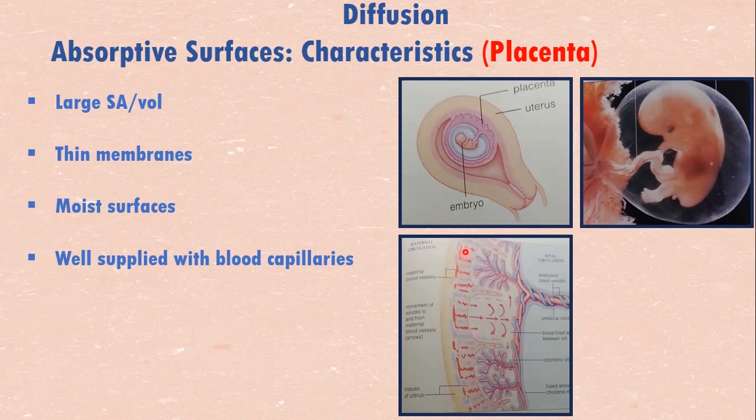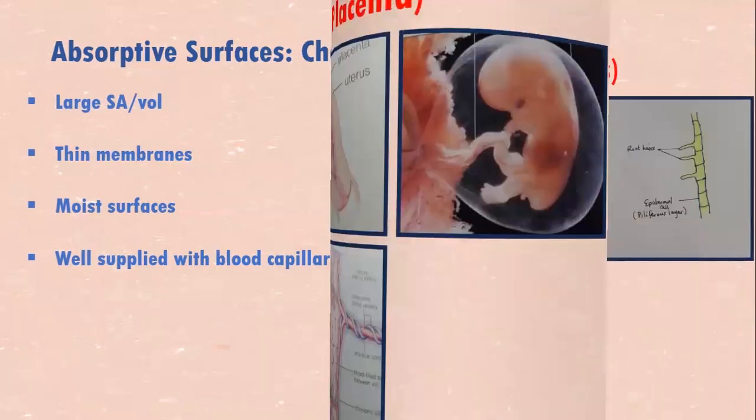And this is the mother's section, also well separated, divided up. And this is a cavity that contains blood. Mother's blood and fetal blood do not mix, to present a large surface area to volume ratio. And thin membranes so that substances can easily diffuse across, and very well supplied with blood capillaries, absorptive surfaces. They all meet the characteristics.